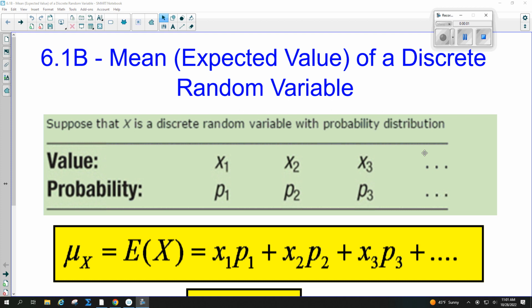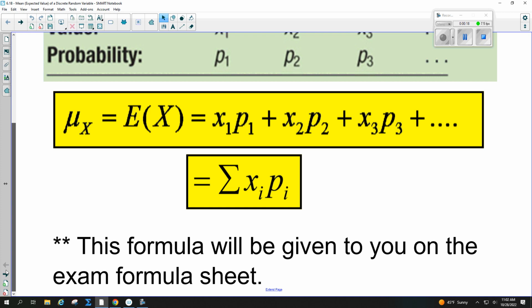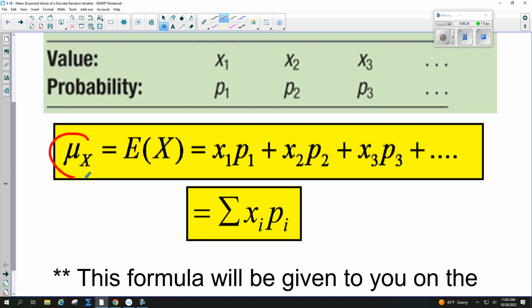So you guys, we are going to do the mean and the standard deviation today for a discrete random variable. A discrete random variable is when you have a table, so there's space or gaps in between. And the mean formula is on the AP exam, so write this down. This is mu of x.